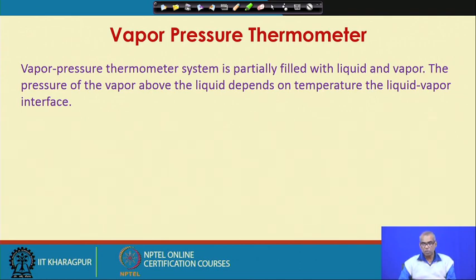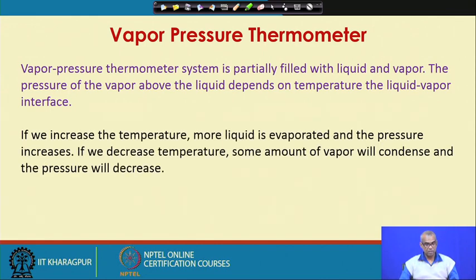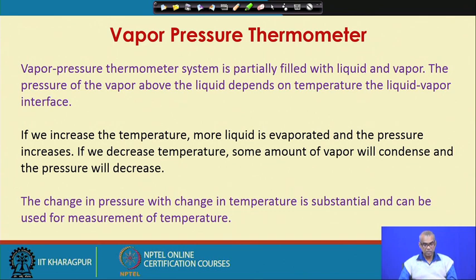In the case of the vapor pressure thermometer, the system is partially filled with liquid and vapor. The pressure of the vapor above the liquid depends on the temperature at the liquid vapor interface. If we increase the temperature, more liquid is evaporated and the pressure increases. If we decrease the temperature, some amount of vapor will condense and the pressure will decrease. The change in pressure with change in temperature is substantial and can be used for measurement of temperature.